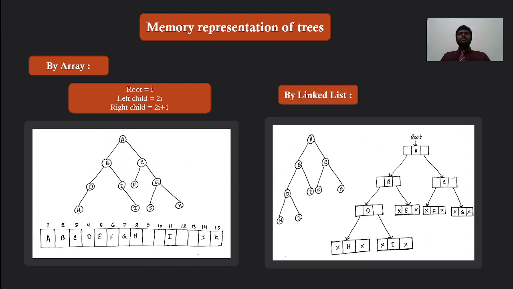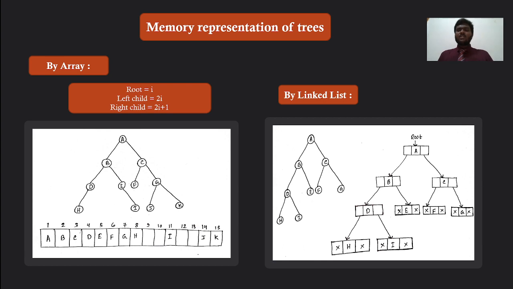Then if we want to do it by linked list, here we have a tree whose root is A, its left child is B and right child is C. Here A is the root, and on its left side it will store the address of its left child B, and on the right side it will store the address of its right child C.